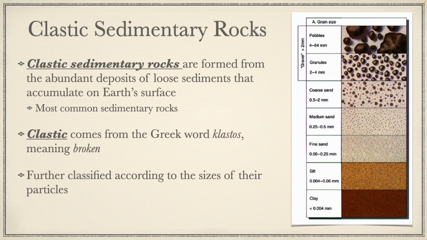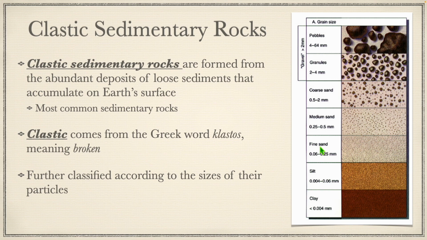These are further classified according to the size of their particles. And we have a chart over here that shows particle sizes. So if you start with the smallest particles, you got clay down here, which is less than 0.004 millimeters. You got silt, which ranges from 0.004 millimeters to 0.06 millimeters. So these are kind of on the microscopic scale, especially the clay.